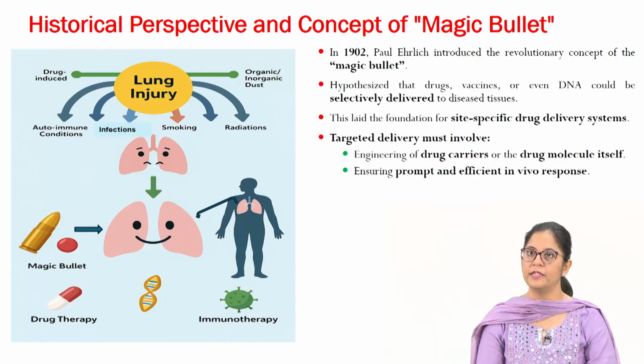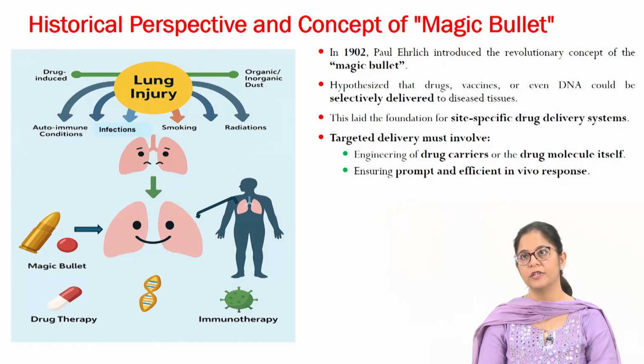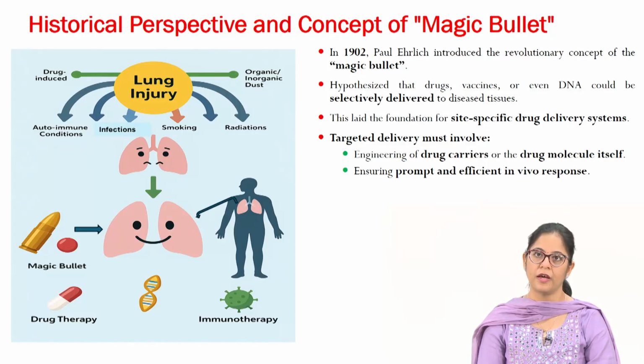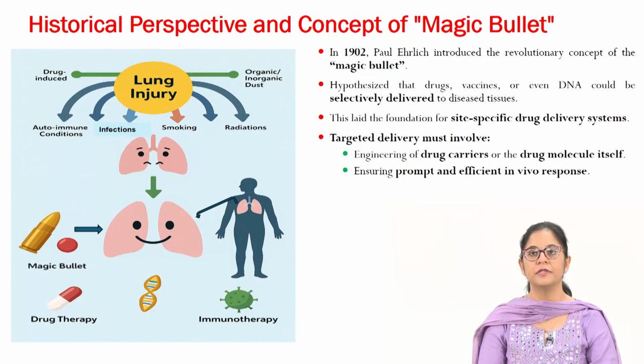So in 1902, Paul Ehrlich introduced the revolutionary concept of the magic bullet. He hypothesized that drugs, vaccines, even DNA could be selectively delivered to the diseased tissue. So this laid the foundation for site-specific drug delivery systems. So the targeted delivery must involve the engineering of drug carriers or the drug molecule itself, so that prompt and efficient in vivo response can be obtained. So the idea here is that the drug is delivered to the targeted site so as to ensure the maximum therapeutic outcome.